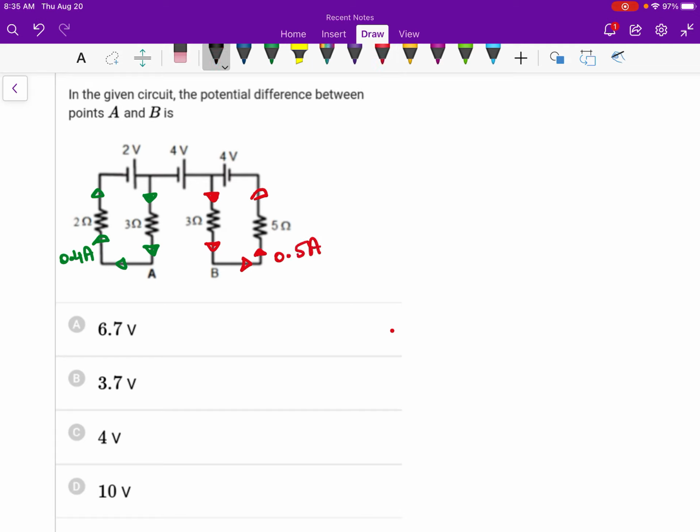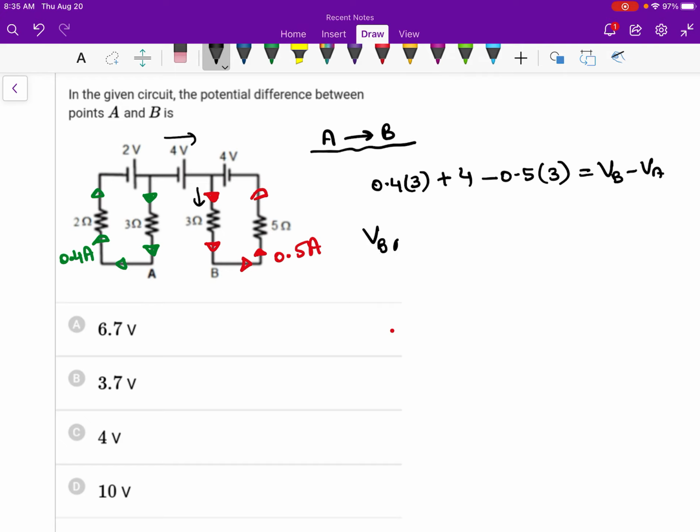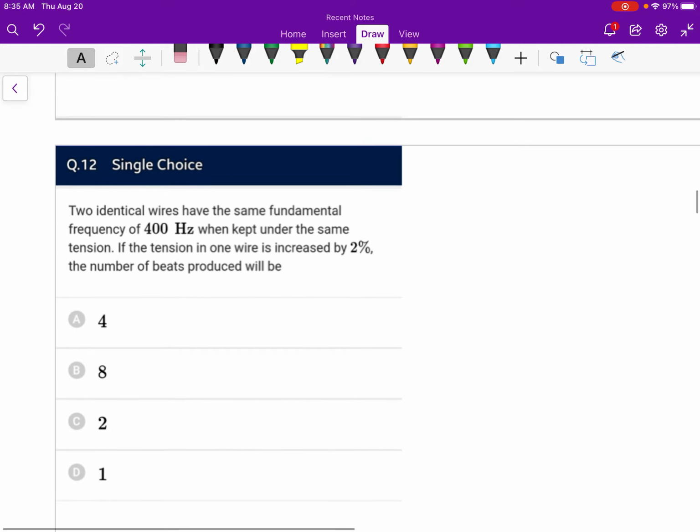Now let's move from A to B. So on moving from A to B, writing loop law, plus IR, so 0.4 into 3, then from negative to positive terminal of the 4 volt cell, so plus 4, then in the direction of current in 3 ohm resistor, so minus IR, 0.5 into 3, this is VB minus VA. So VBA is 1.2 plus 4 minus 1.5, so 3.7 volt. So B is the correct option.